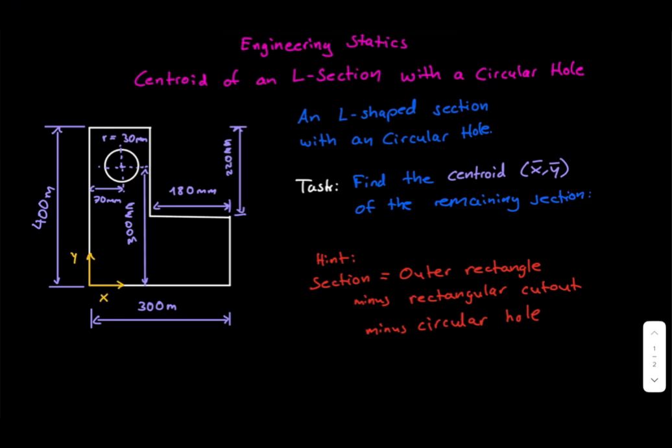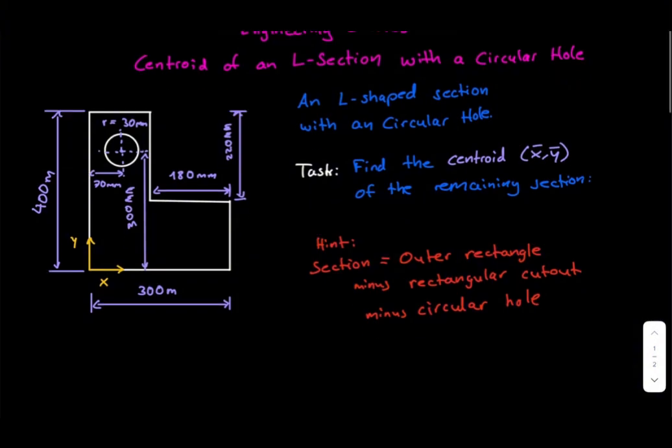The outer rectangle is 300 millimeters wide and 400 millimeters high. From the upper right corner, a rectangular region measuring 180 millimeters by 220 millimeters has been removed. There is also a circular hole with a radius of 30 millimeters. Its center is located 70 millimeters from the left edge and 300 millimeters above the bottom. Our goal is to determine the centroid of the remaining cross-section.